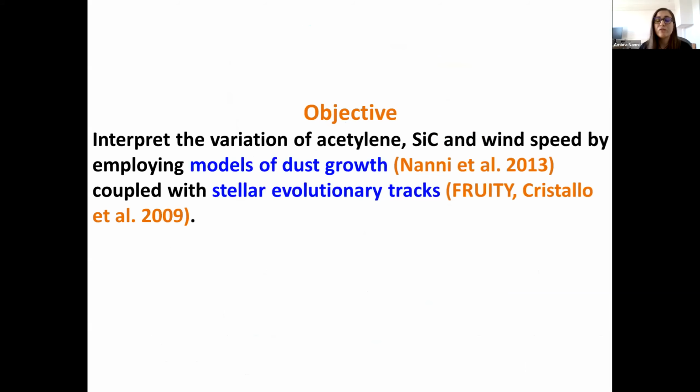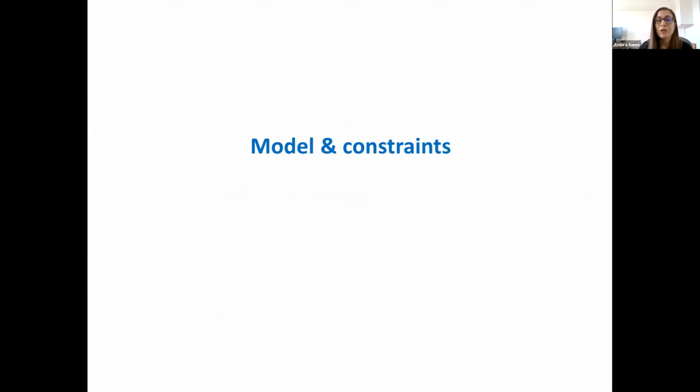The motivation of this work was to interpret these observations, in particular the acetylene and SiC content and wind speed as a function of the metallicity, by employing models of dust growth coupled with the stationary wind and combined with stellar evolutionary tracks. We use the FRUITY stellar evolutionary models for this work. So now I will just tell you something about the models, how they are built, and the constraints that we put so far to these models.